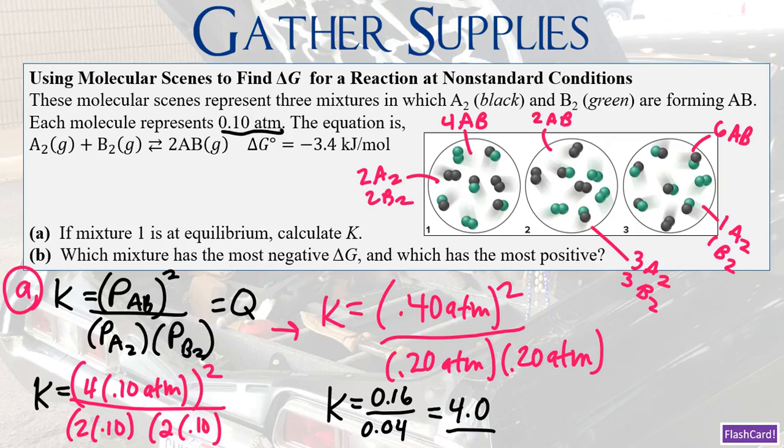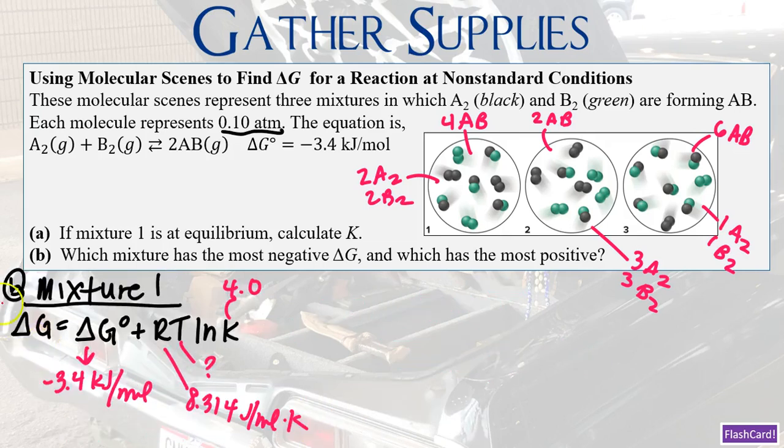Now, for letter B, they're going to ask which mixture has the most negative delta G and which has the most positive. So if we're going to use mixture 1, we already know our K value, which is awesome. So we have to figure out what expression we're going to use. There's only one expression that's going to help us understand delta G, and that is our non-standard conditions expression. So let's get to it.